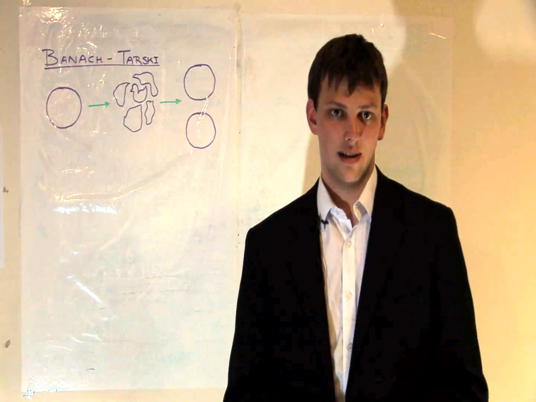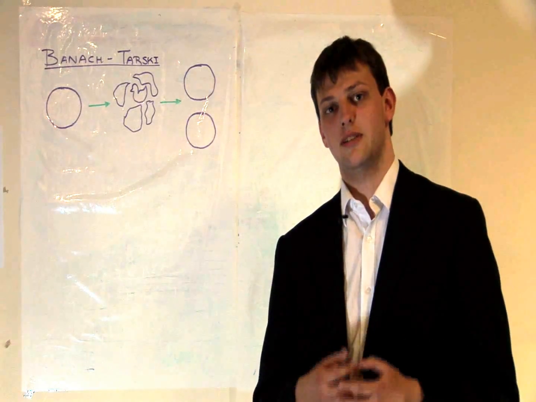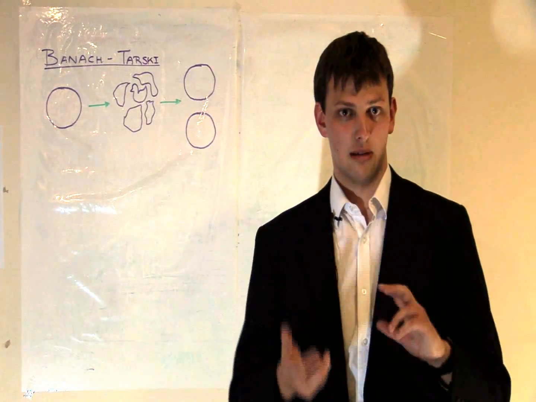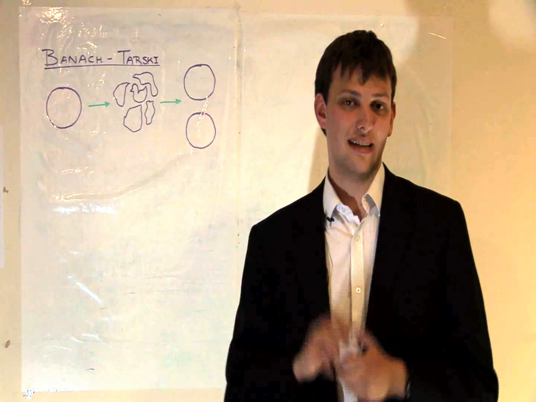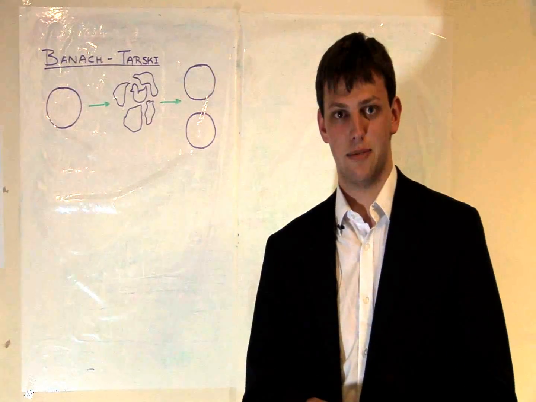spheres than cakes. This says that if we have a solid sphere, there's a way to decompose it into 5 bits, which we can then move around, rotate and so on, and reassemble back into 2 solid spheres, each the same size as the original.